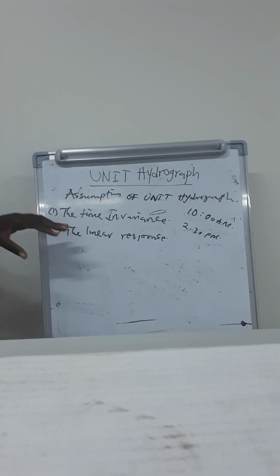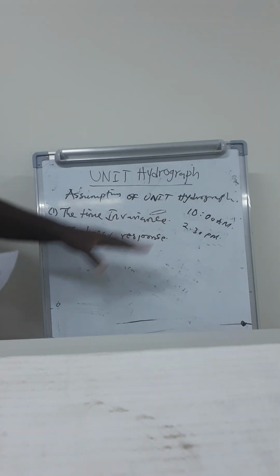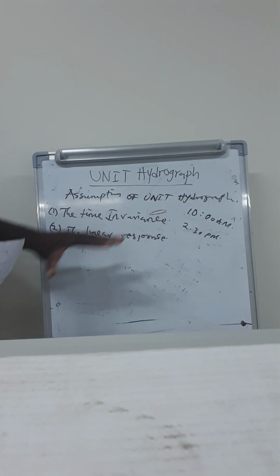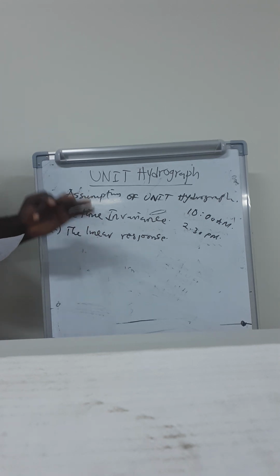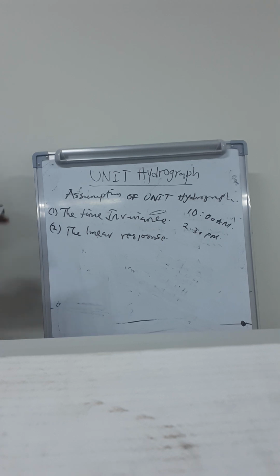I'll draw a diagram to show the time invariance and the linear response maybe in our next class. So the linear response is that the hydrograph input is always proportional to the output of the hydrograph. Now, we don't expect a unit hydrograph to be less than, let's say, a 2 centimeter DRH. A 2 centimeter DRH should be bigger than a unit hydrograph.